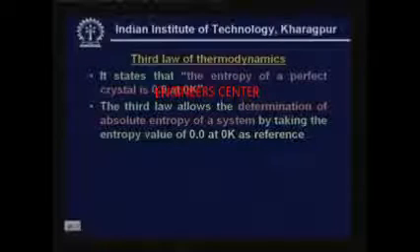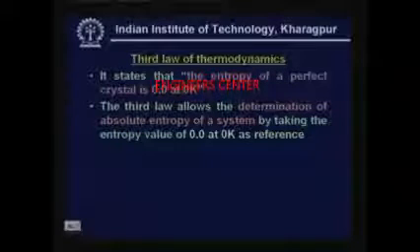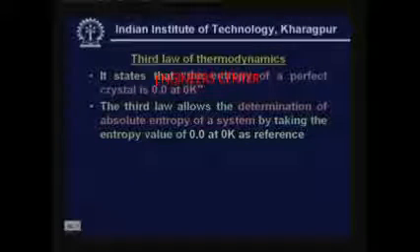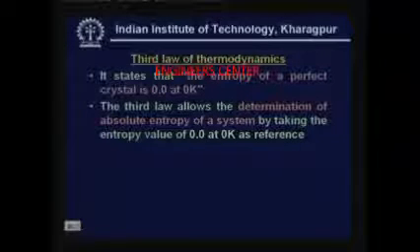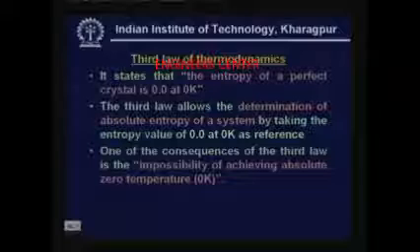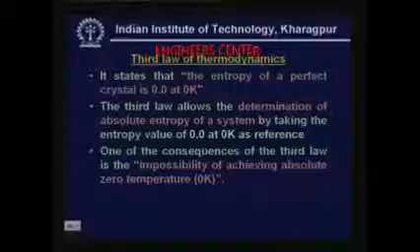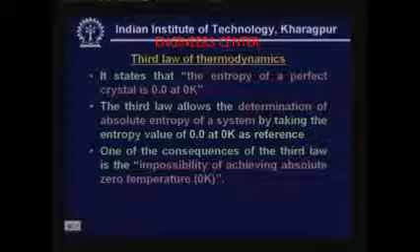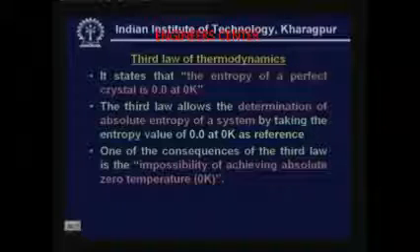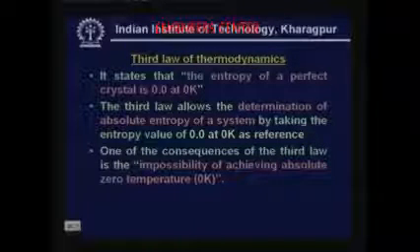Of course, at 0 degree Kelvin, if you achieve that, which is not possible, you will find that other materials will have non-zero entropies, that means positive entropies. Now, what is the use of the third law of thermodynamics? The third law can be used for determining the absolute entropy of a system by taking the entropy value of 0 at 0 degree Kelvin as a reference. This is a major use of the third law. It can also be shown, as a consequence of the third law, that it is not possible to achieve absolute 0 degree Kelvin. 0 Kelvin is not possible to achieve. This is one of the consequences of the third law of thermodynamics.